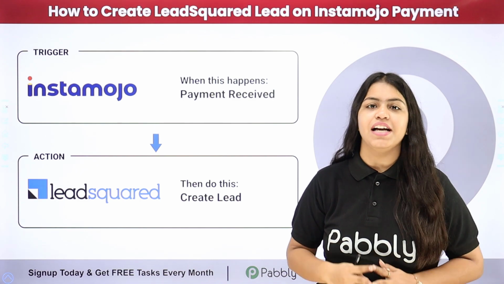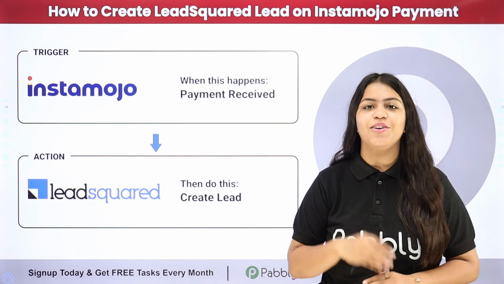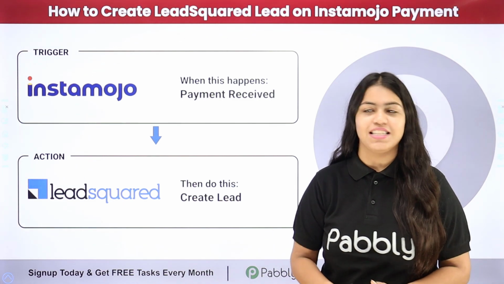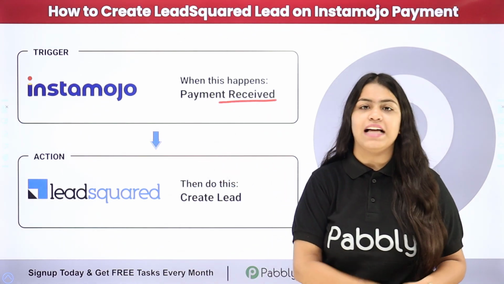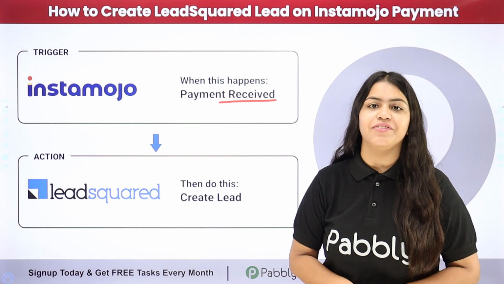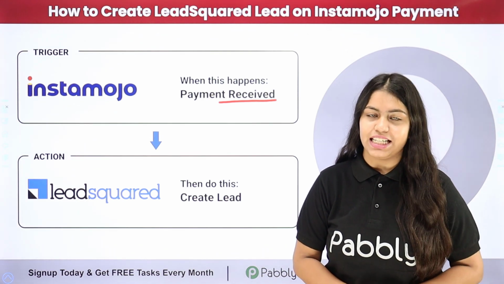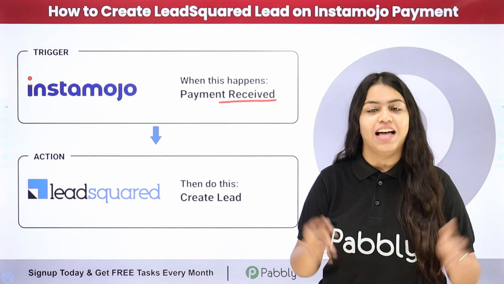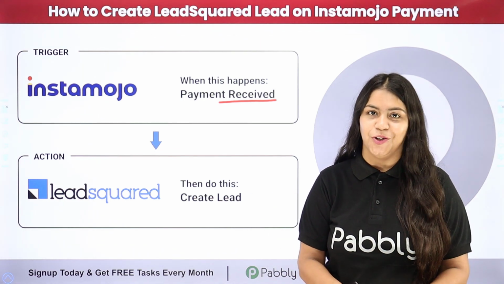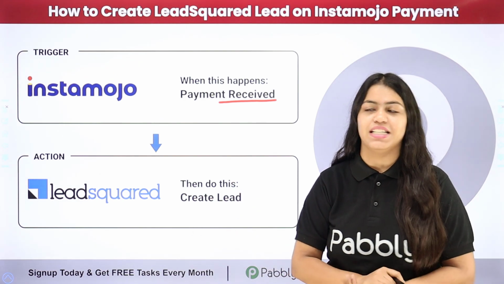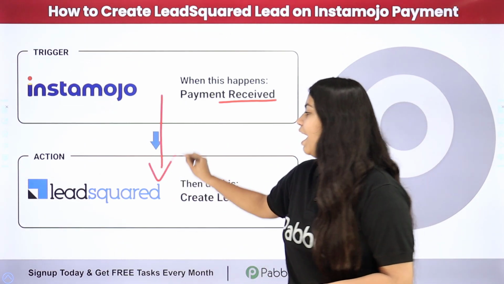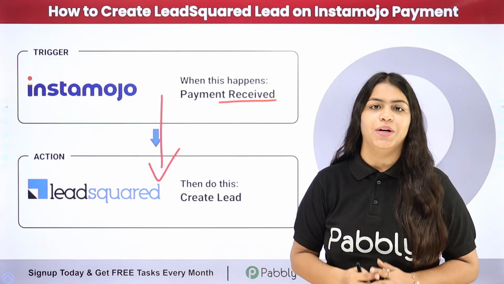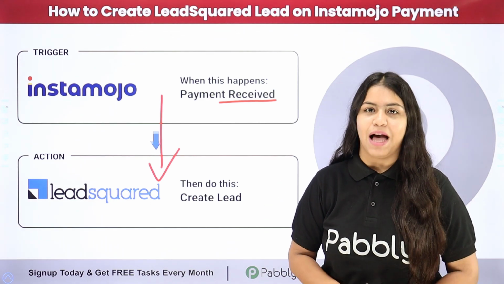So over here I'm running an Edutech company and we sell our courses online with the help of Instamojo. Now what I want is that as soon as someone purchases that same course, automatically, with the help of the same customer details, a new lead should be created in my LeadSquared account too. That too without any manual effort. So to do this, we are going to create a connection between Instamojo and LeadSquared. To create this connection without knowing any programming or coding language, we are going to use Pabbly Connect.